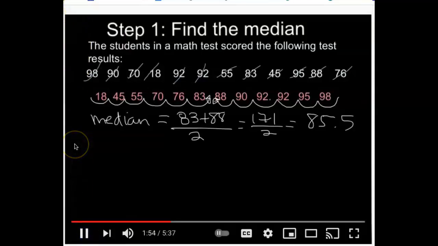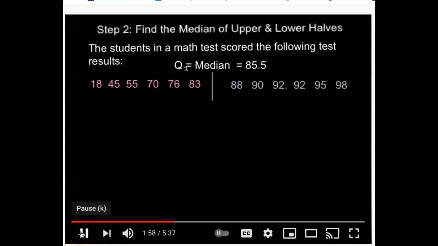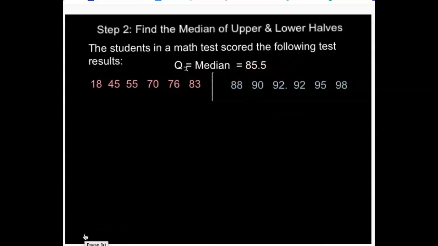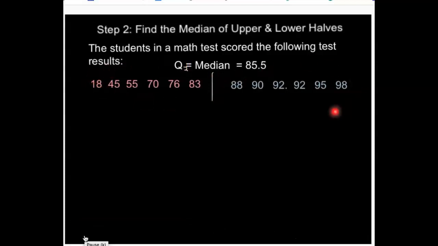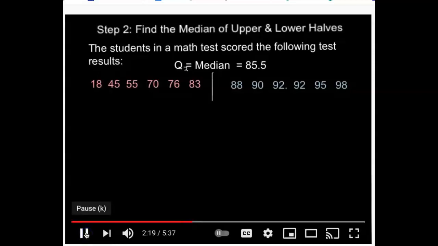My midway point being here at 85.5. Now that we know our median, we need to find the median of the lower half of the data and the median of the upper half of the data so that we have 4 quarters. So if we take half of the lower half and half of the upper half, we will then have 4 quarters. Half of a half is a quarter. We're going to do this in the same way that we would find the median of the entire data.